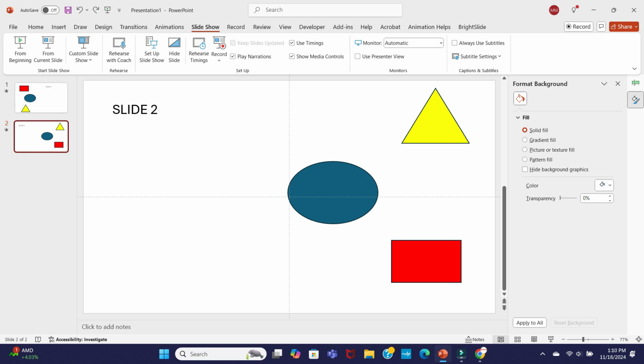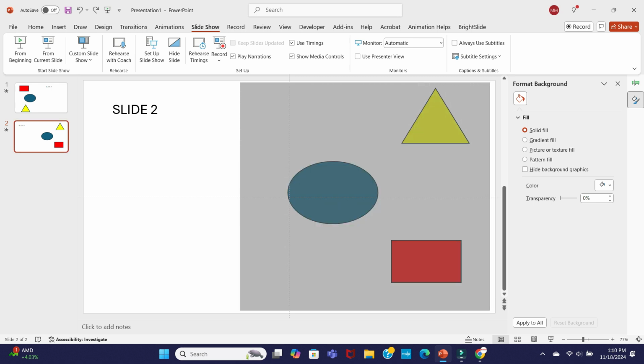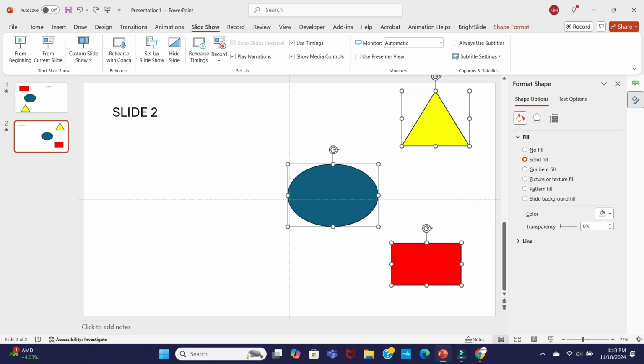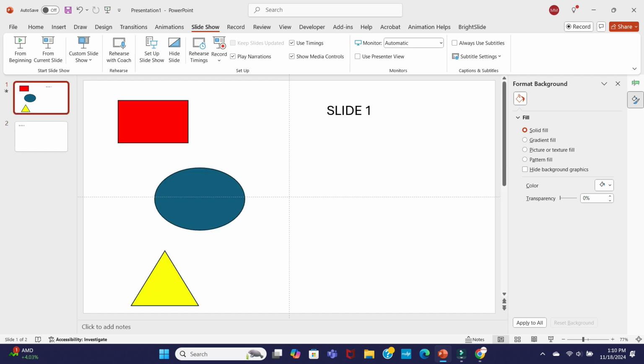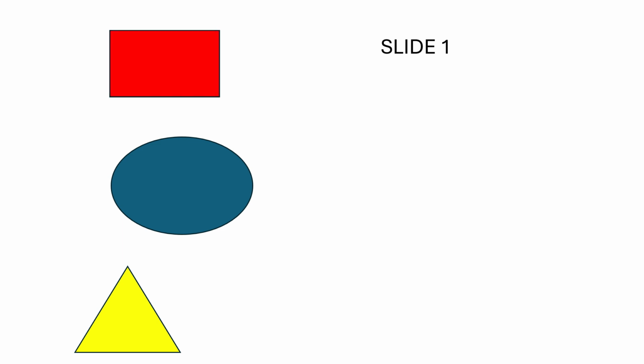So what I'm going to do first is delete these objects from what I've labeled as slide 2. The only reason I've labeled these is so you can see when I switch back and forth from one slide to the next, especially when I'm running the slideshow. Okay, so we're going to go to slide 1, and I'm going to run the slideshow and let these objects move along their animation or motion paths.